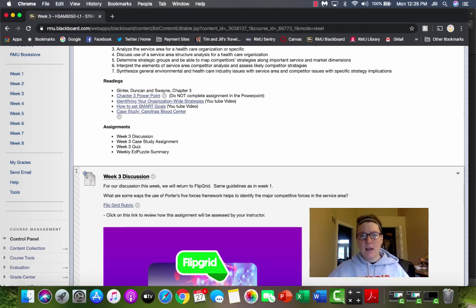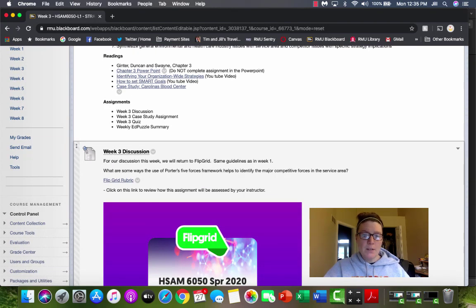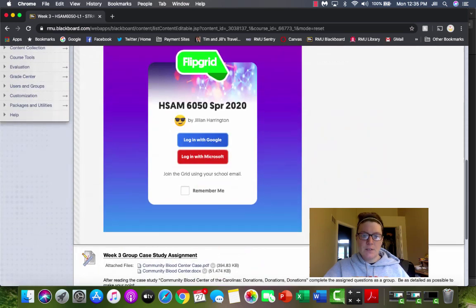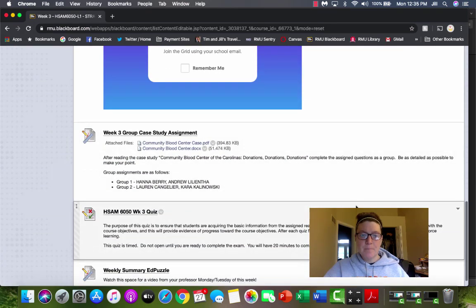Porter's 5 Forces actually takes that to a more finite level, in this case for competitive analysis. So it's a little more detailed. It provides us with a little bit better data for what we're looking at when we're looking at these things. It can be used for other things as well, but specifically we're talking about what are those competitive forces in the service area. That'll be our discussion this week.